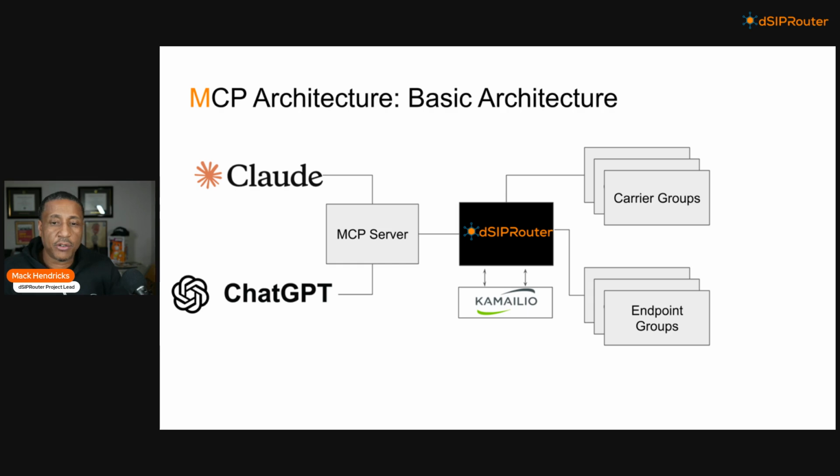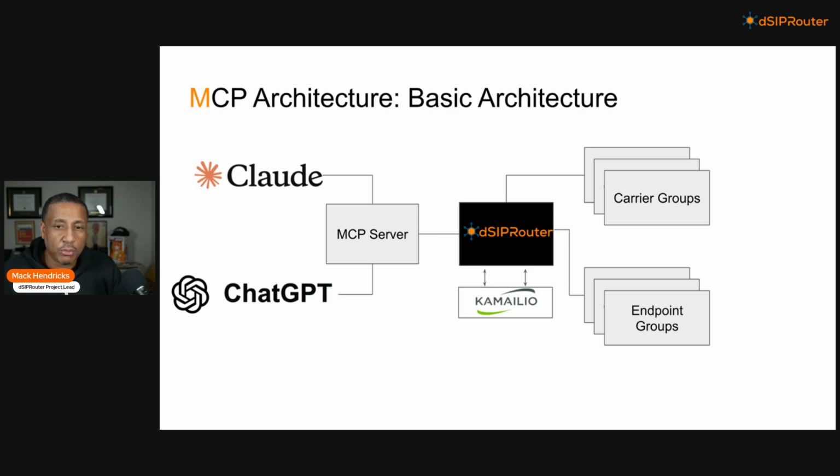You have an MCP server that talks to dSIPRouter. dSIPRouter then can talk to Camellia. We have a concept of carrier groups, endpoint groups, and a few different concepts, but all of those are mostly exposed through the API. Anything exposed through the API, you'll be able to modify through the MCP server, which means that you'll be able to do that through ChatGPT or Claude. All right, so let's go ahead and jump right into a demo of this.